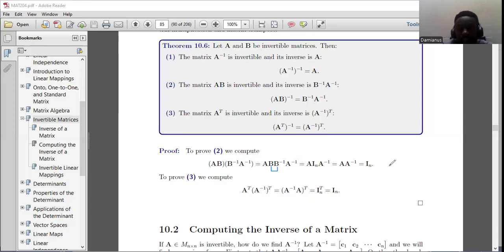And then the identity times any matrix is that matrix. The identity is like 1. So this reduces to A times A inverse, which is the identity. What does that tell you? That these two are inverses of each other. The inverse of AB, which we denote by this, is that one.